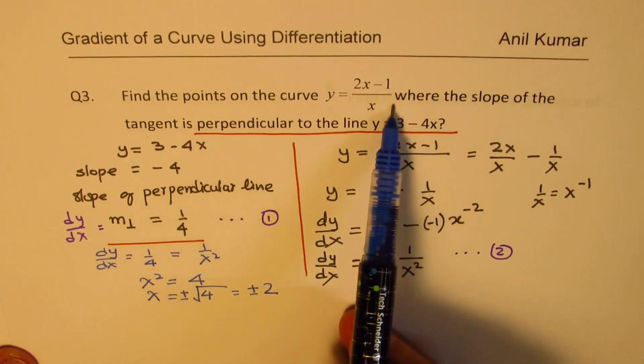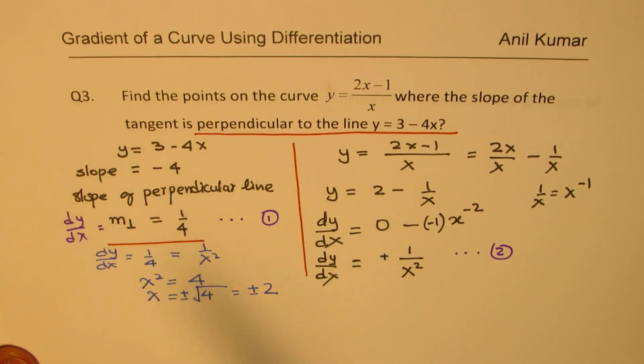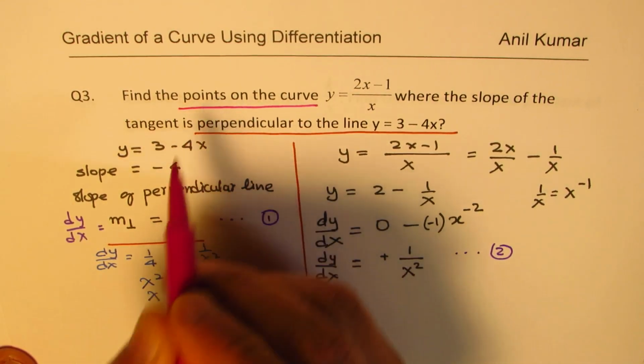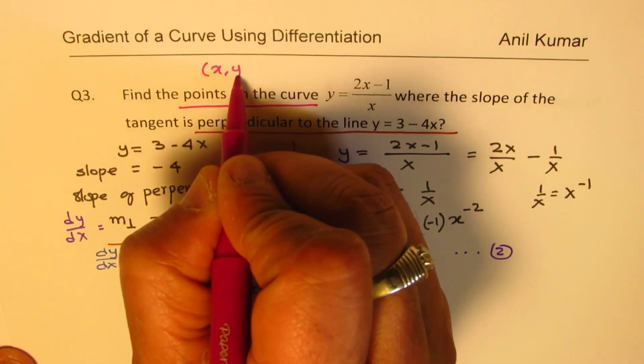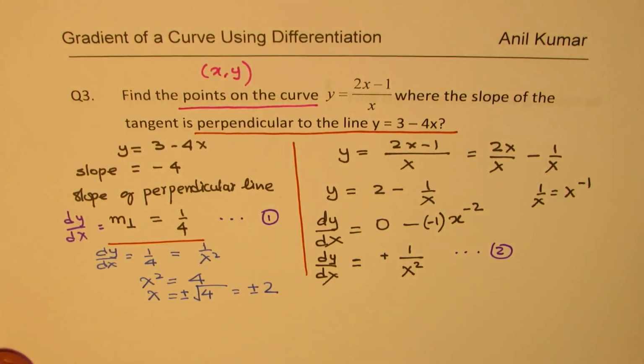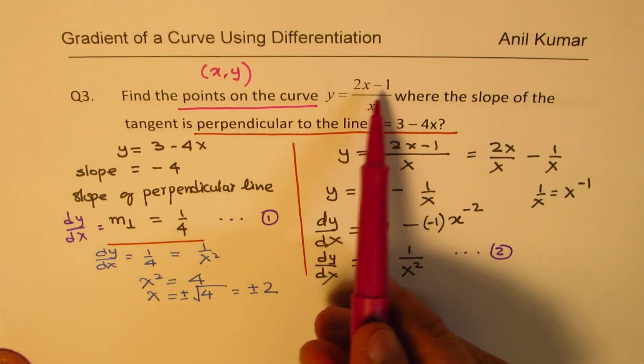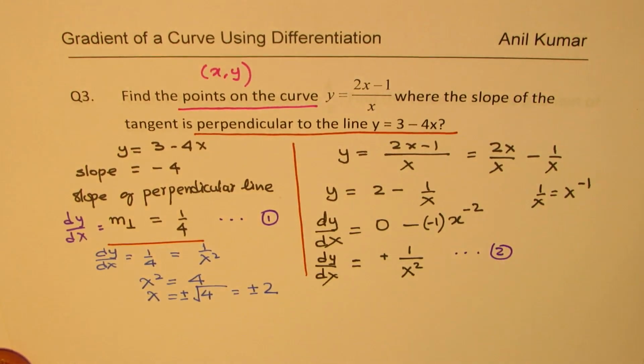Now for both these values, let's find the y value. Since again, we need to find the points on the curve. So that's a very critical statement. Points means x and y, both coordinates we need to find, correct? So let's substitute x equals plus 2 and minus 2 and find the value. Is it clear to you?